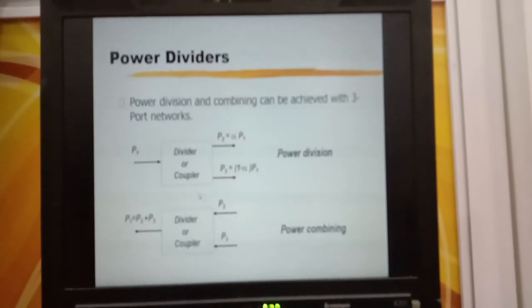A power divider can also be used as a power combiner. In this case, we reverse the input and output. In other words, we use port 2 and port 3 as the input and port 1 as the output. Two signals, P2 and P3, are input to the combiner. At the output, we get P1, which is the sum of P2 and P3.